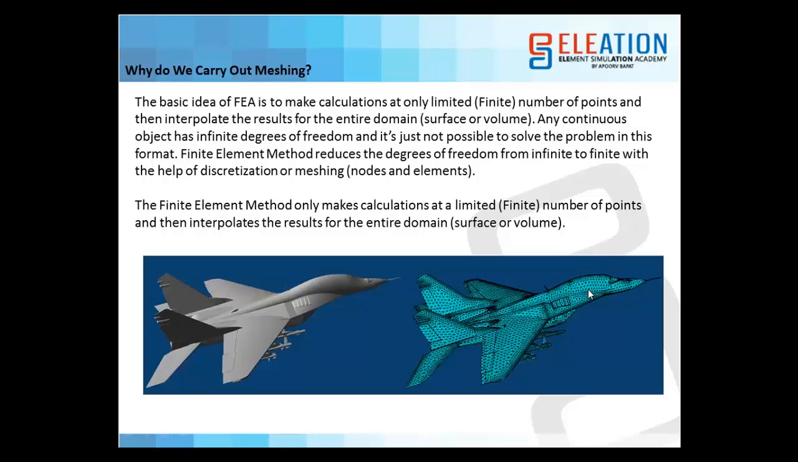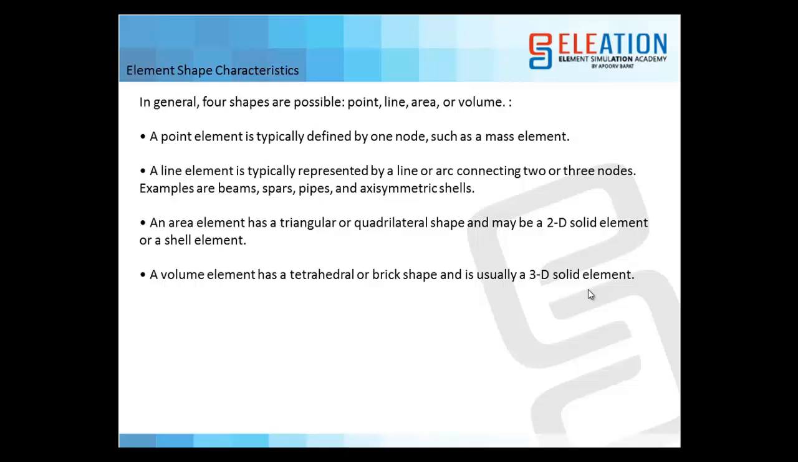So the finite element method only makes calculations at a limited number of points and then interpolates the result for the entire domain. Then we will see the different shapes and characteristics. So in general, 4 shapes are possible, that is point, line, area or volume. A point element is typically defined by one node, such as a mass element. So you can use a dead mass type of element, they come under the point element.